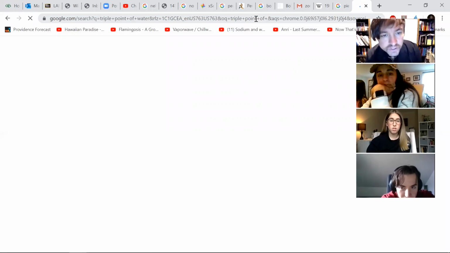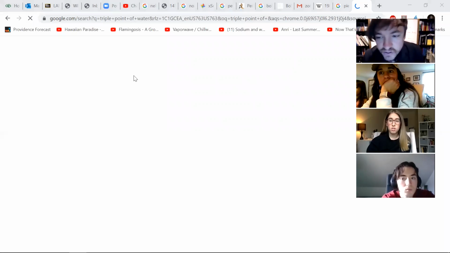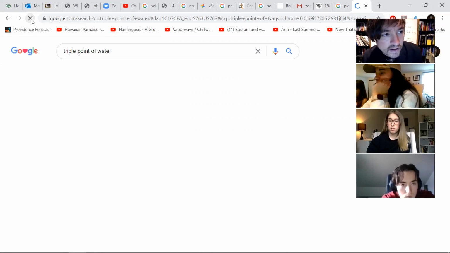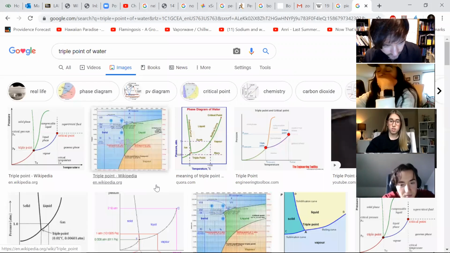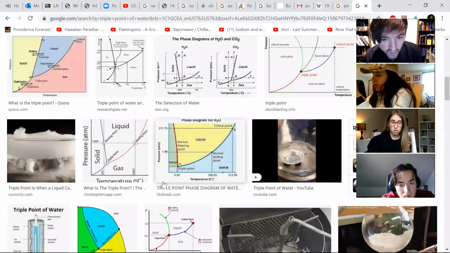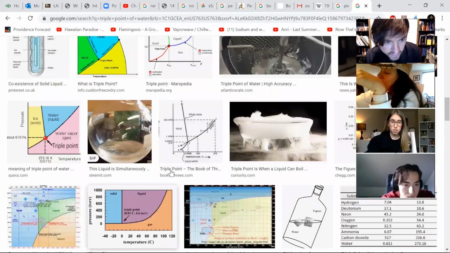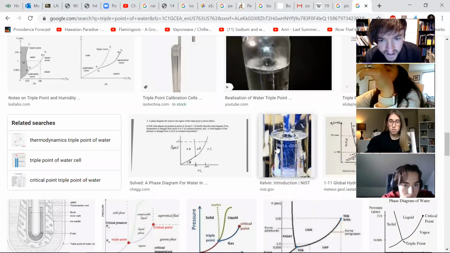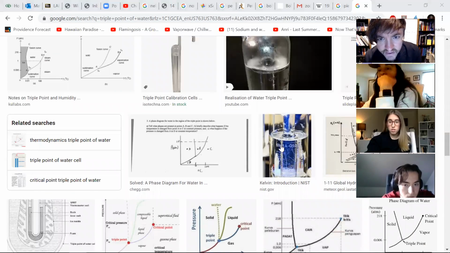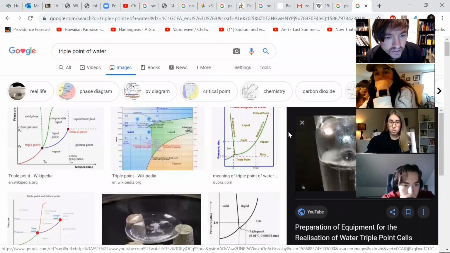A chemistry student will remember that there is a unique set of temperatures and pressures at which water will exist in equal parts of vapor, gas, and liquid. It's known as the triple point of water. I don't know if I could find a picture of this here. Sometimes they have little vials where they have some ice and some gas. Oops, something like this. You know what I actually want to show you? I want to show you this.